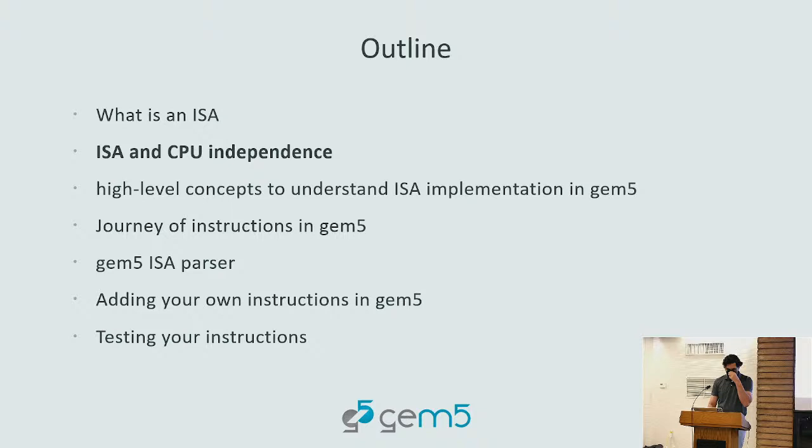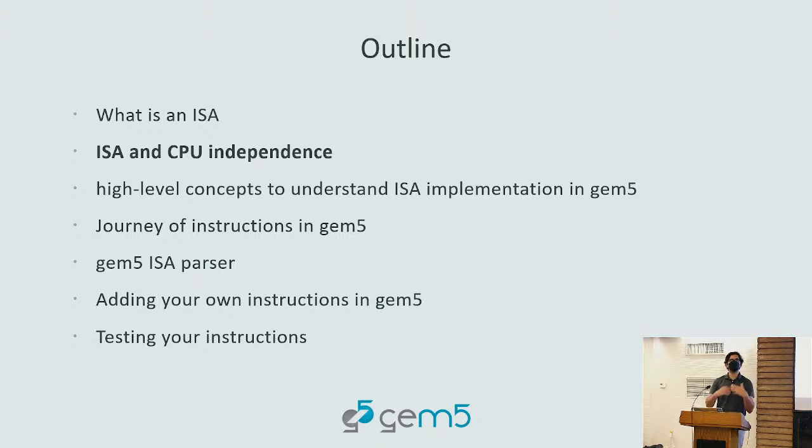So before we go into more details, I think one important concept that we need to understand is the CPU and ISA independence in gem5. As you might know, there are many CPU models in gem5, right? There are also many ISAs that are supported in gem5. So to ensure that the cross product of the two is supported, and you can run any ISA with any CPU model, gem5 tries somewhat to keep the two independent.